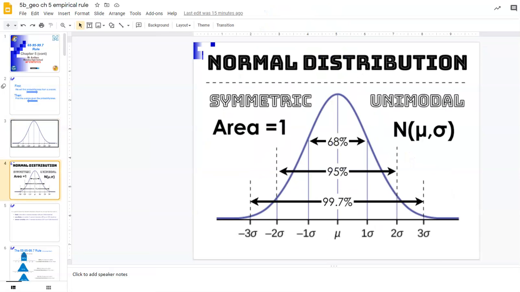Okay, and from this other version of the normal distribution, we see that the bell shape is symmetric. Within one standard deviation, you have 68% of the values. 95% are within two standard deviations, and within three standard deviations is 99.7. And the total area under the curve is 1 or 100%.